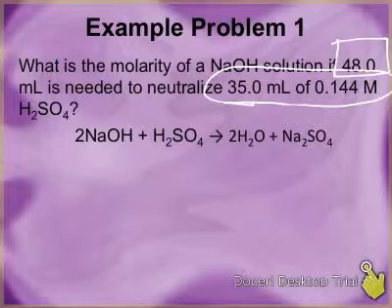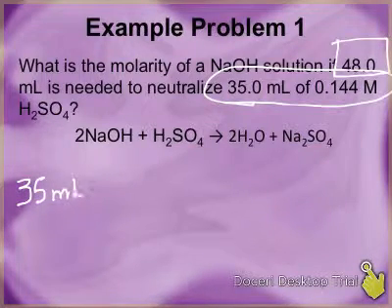But the way I start these problems is I start with the items that go together. So I'm going to start with 35 milliliters because it goes with the 0.144 molar. I'm going to start with these two pieces of information. So I'm going to write down 35 milliliters, and I'm going to do stoichiometry.